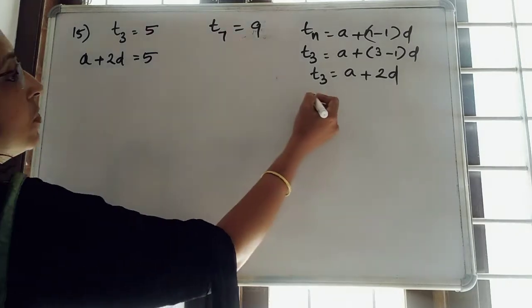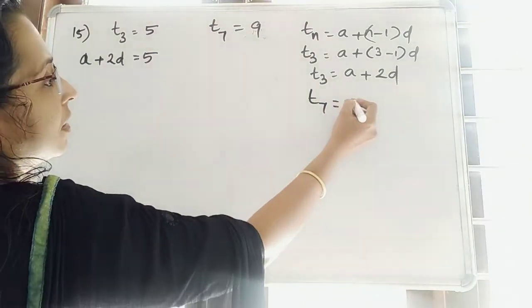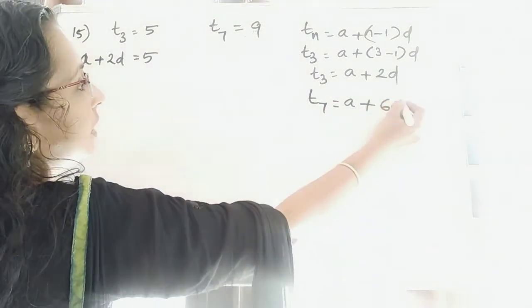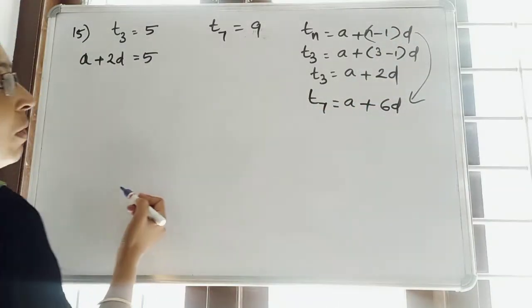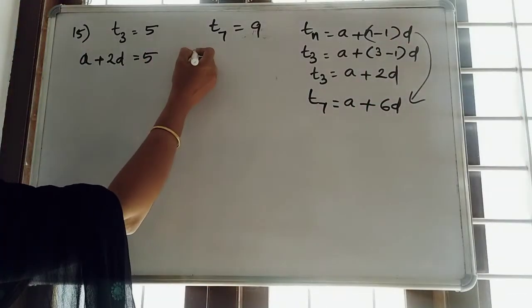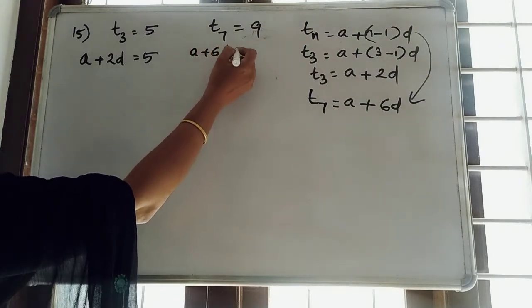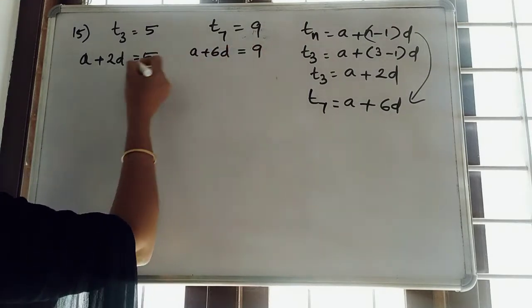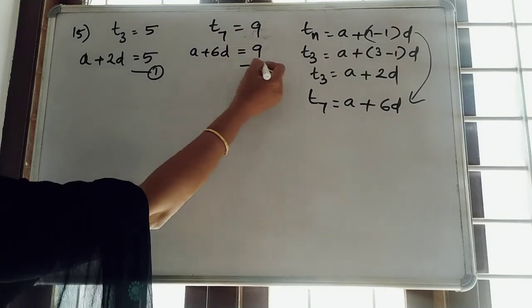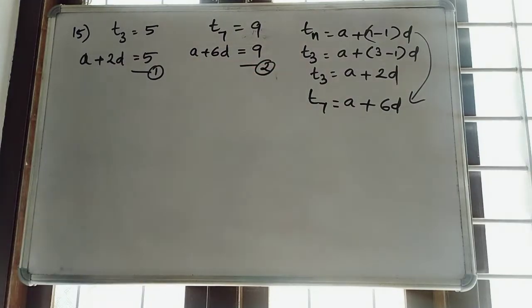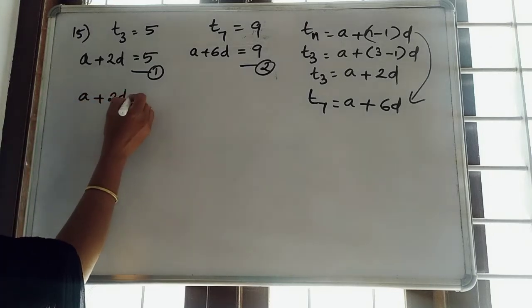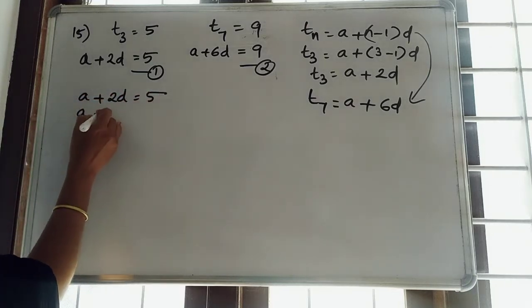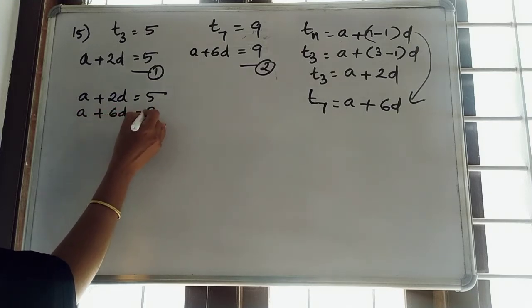Similarly, T7 we can write as A plus 6D. Same formula we are applying, 7 minus 1, so it will be 6, no? So A plus 6D is equal to 9. Let this be equation number 1 and this equation number 2. These two are simultaneous equations. Solving these two equations, A plus 2D is equal to 5 and A plus 6D is equal to 9.